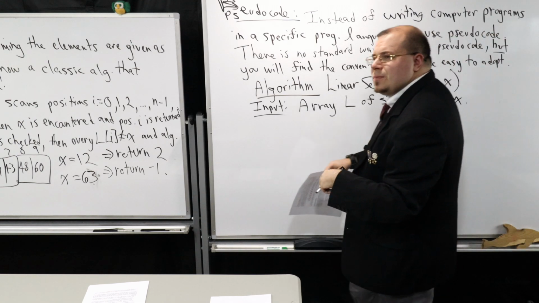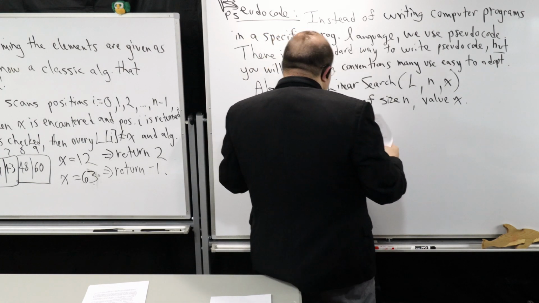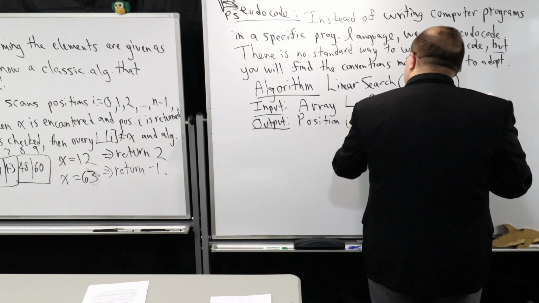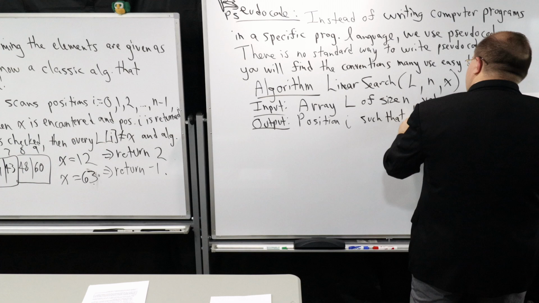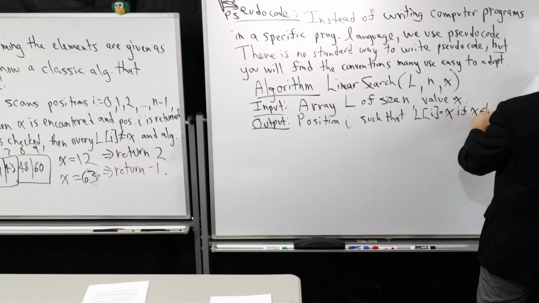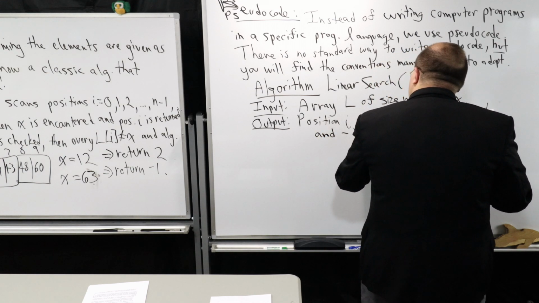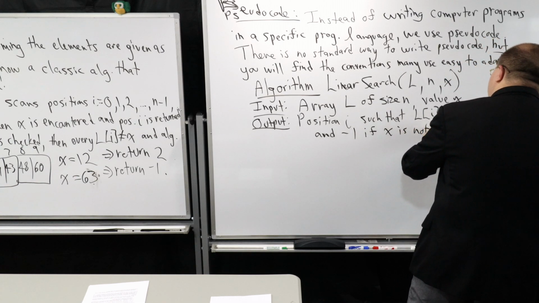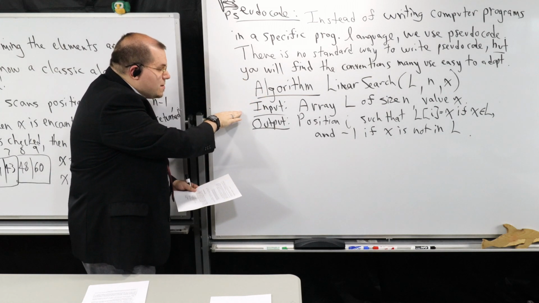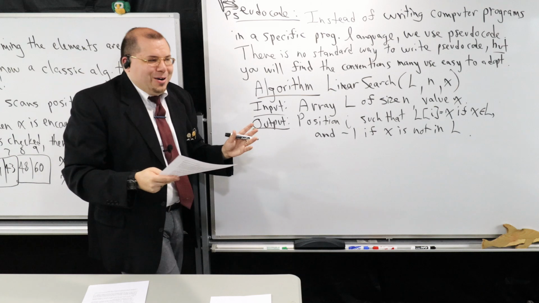And as output, I am going to say it's position I such that L sub I is equal to X if X is in L, and -1 if X is not in L. Usually it's a good idea to give it a name, provide the inputs, describe them, give the output, and describe that. That way everybody knows what the input and output are.